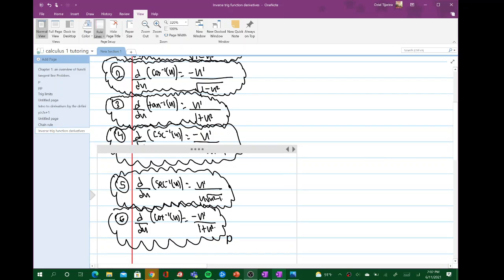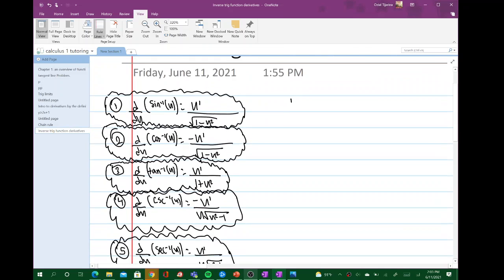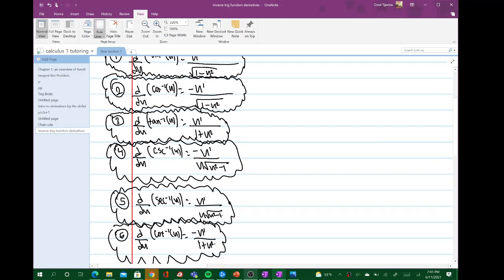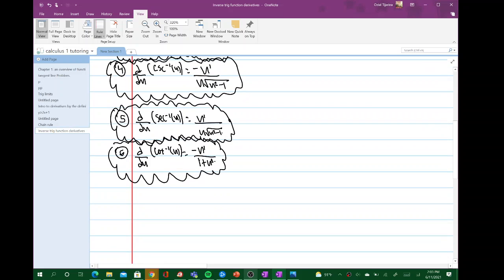So these are the derivatives for the 6 inverse trig functions. I recommend that you copy them down if you don't know them by memory. Obviously, sometimes I do forget the derivatives for these, which is why I have them written on paper.